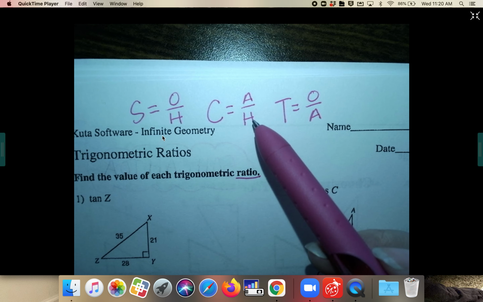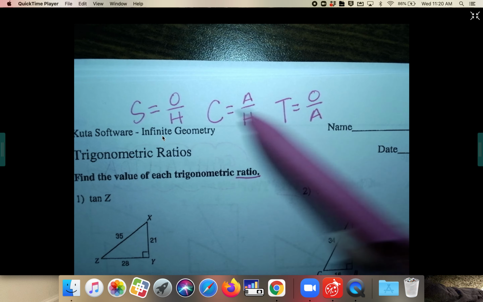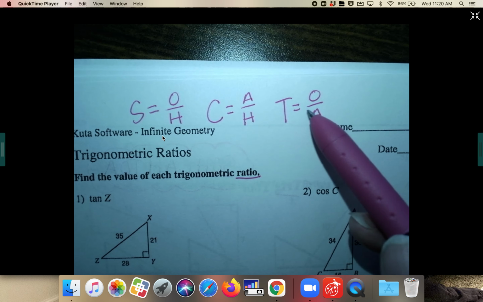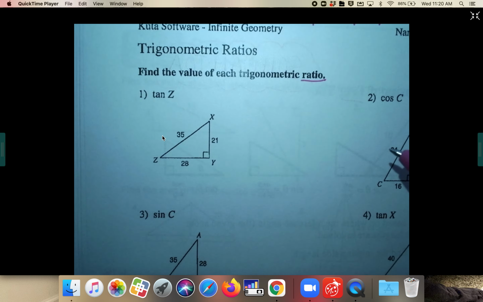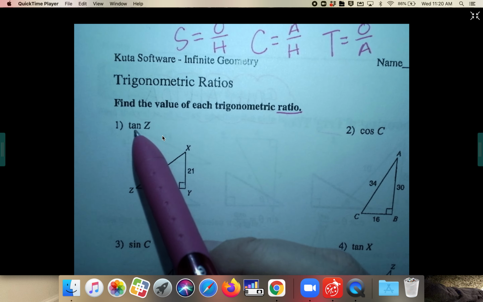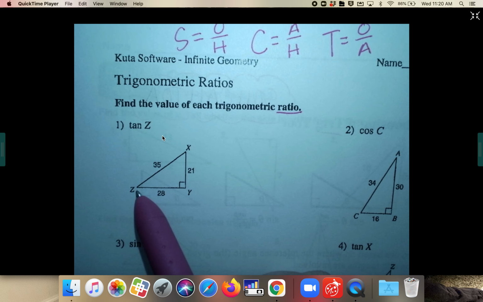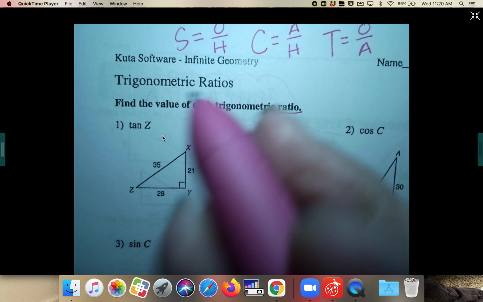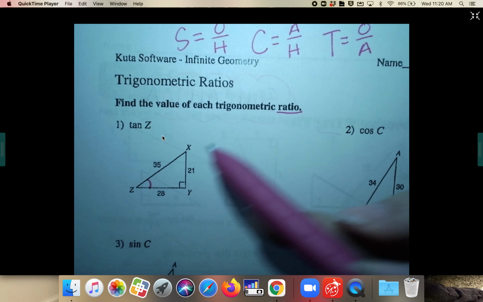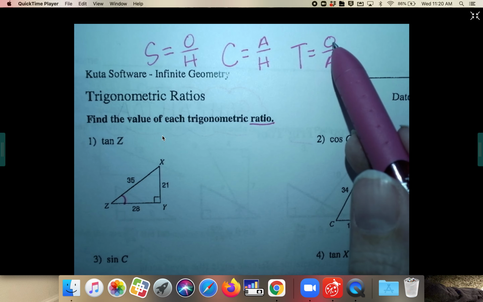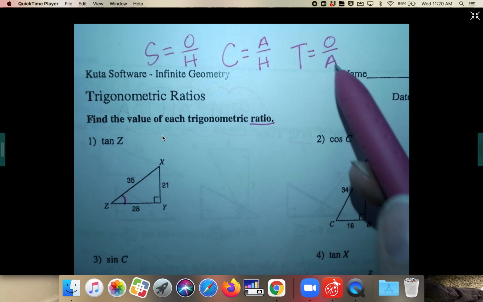Okay, so again, if we have opposite over hypotenuse, we'll choose sine. If we have adjacent over hypotenuse, we'll choose cosine. And if we have opposite over adjacent, we'll choose tangent. Oh, and actually they'll tell us what to use. They want us to use the tangent for angle z, tangent z. So they want us to choose this angle, and they want us to use tangent, which means we're going to put the opposite over the adjacent.